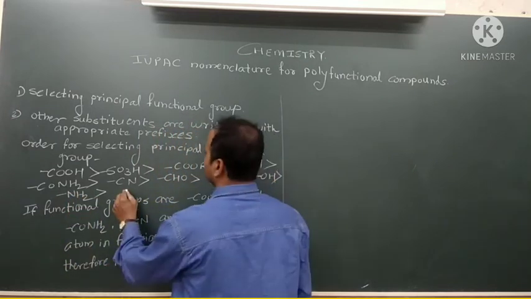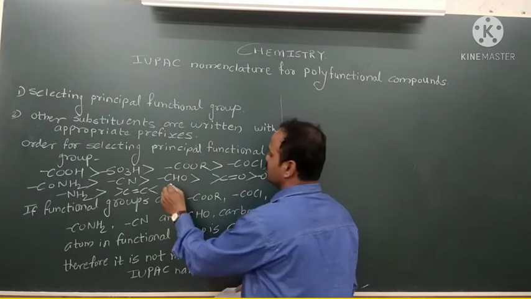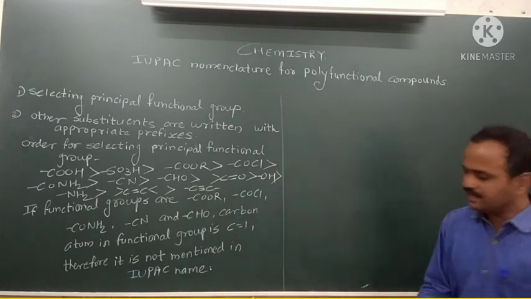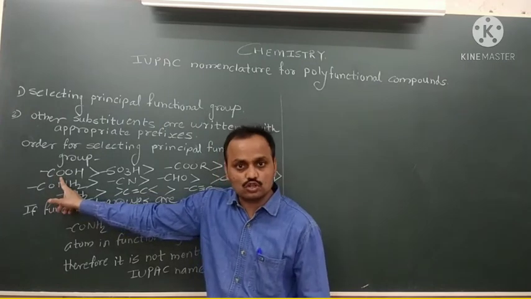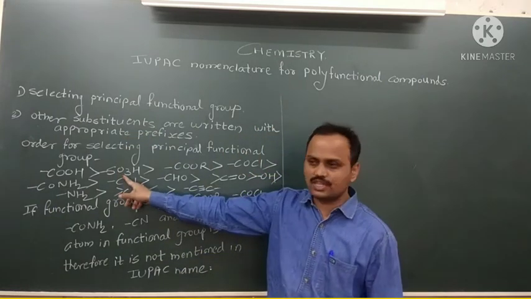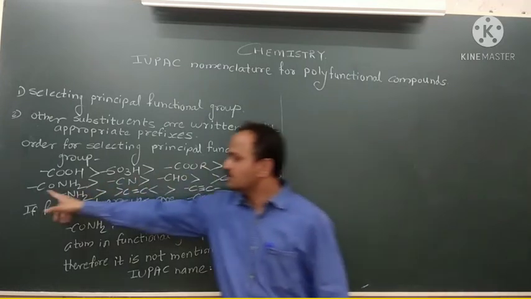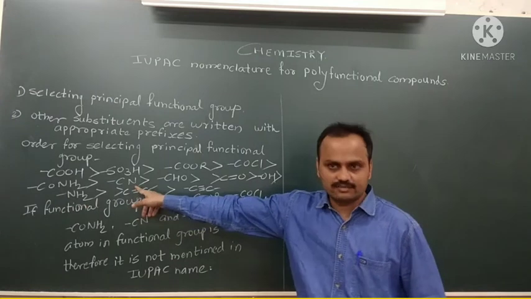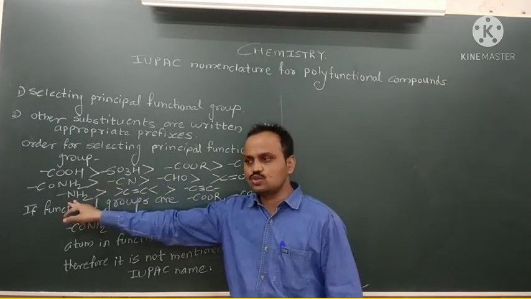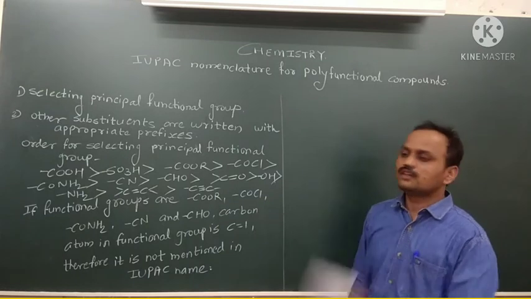NH2, amine, then C double bond C, that is alkene, and last is C triple bond C. Students, again I am reading. COOH, the carboxylic acid functional group, has the highest priority. In front of carboxylic acid, all other functional groups are substituents. Then SO3H, then COOR, COCl, the acyl group, CONH2 amide, CN cyanide, CHO aldehyde, C double bond O ketone, OH alcohol, NH2 amine, C double bond C is the alkene family, and C triple bond C is the alkyne family.